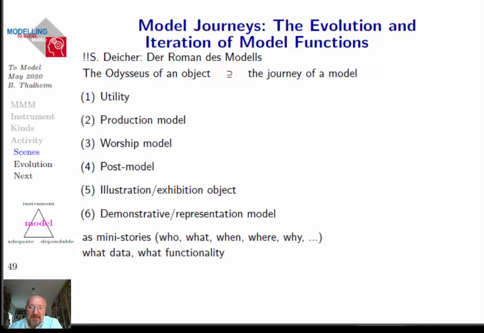We can say, okay, fine, the journey of a model is some kind of Odysseus of an object. It can provide a utility, it can be a production model, it can be a workshop model, it can be a post model, it can be an illustration exhibition object, and later it might become again a representation model or a demonstrative model. So then in this case we have nothing else as what we have been already considering for story spaces, a space of mini stories that somehow defines the model journey.